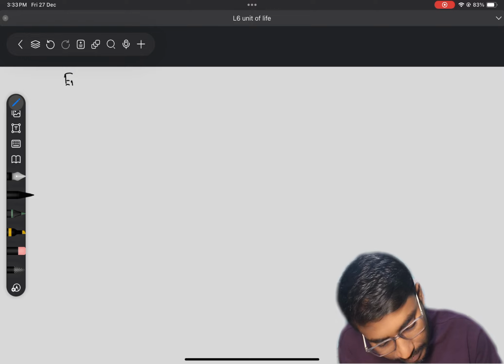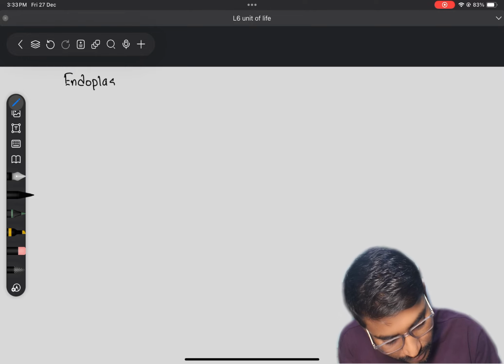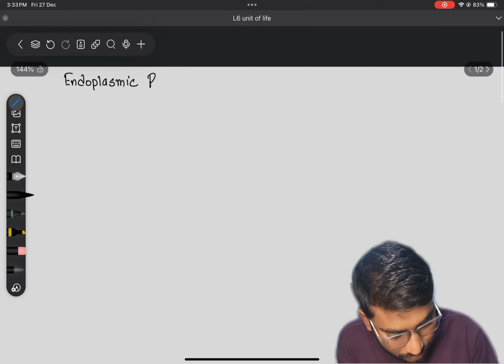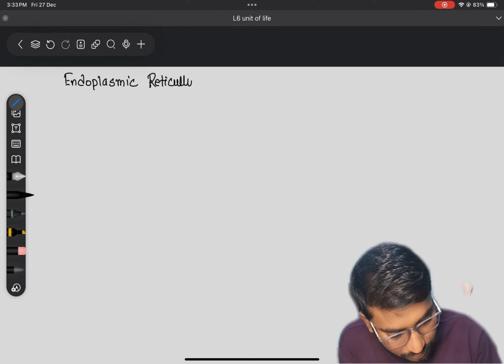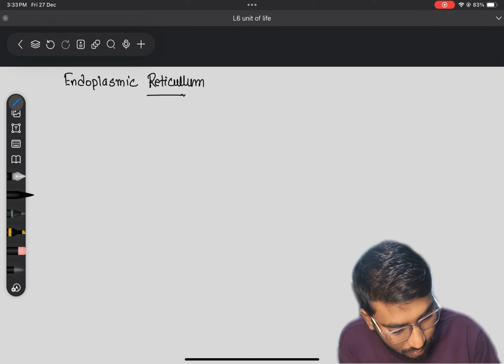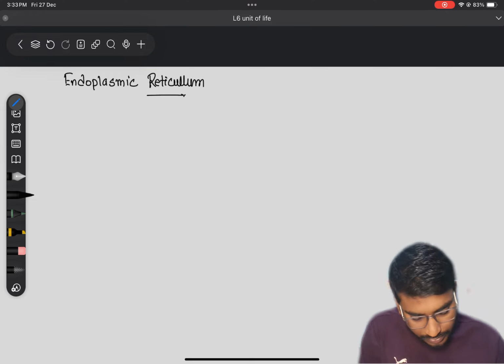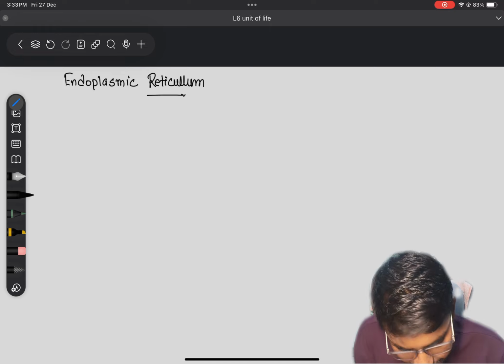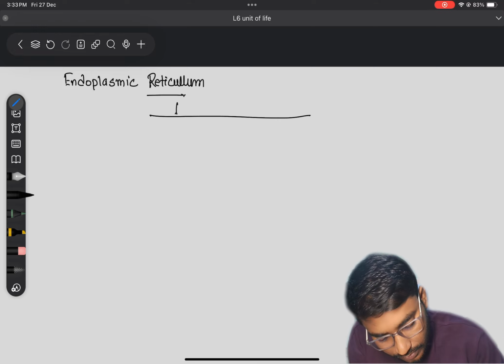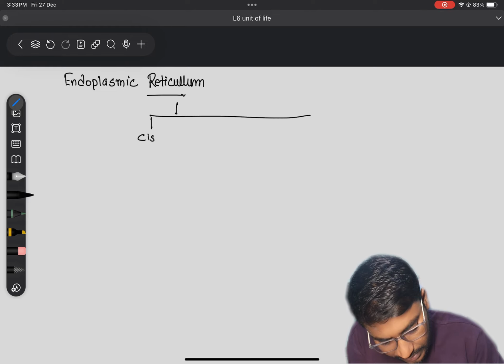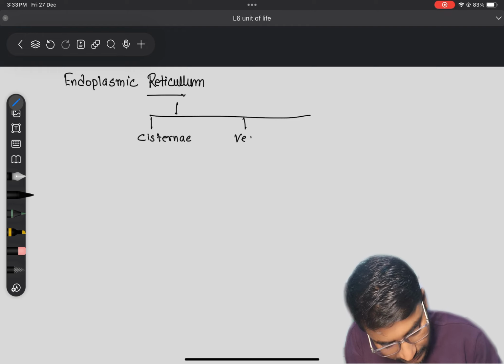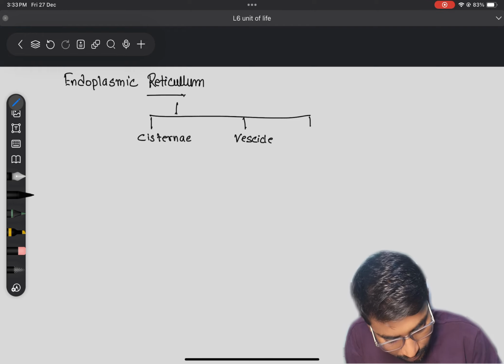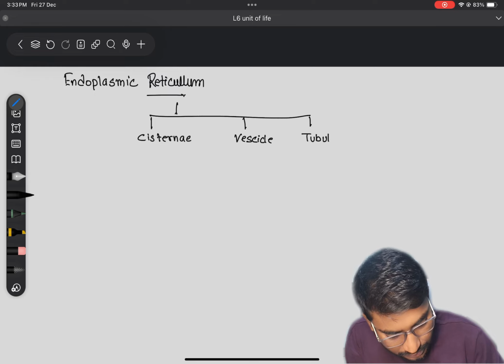So let us start with endoplasmic reticulum. Okay, so endoplasmic reticulum can be segregated into cisternae, vesicle and tubule.